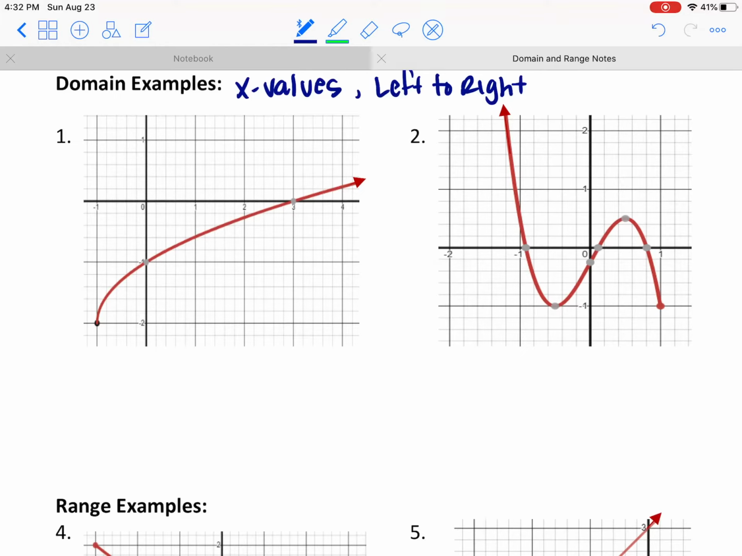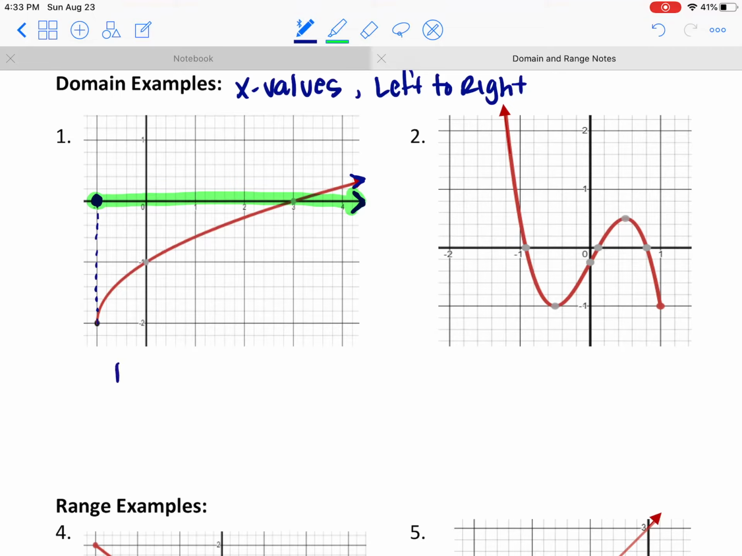So I'm going to find the leftmost point on my graph. The first one, I can see the leftmost point is here, but I'm going to take that point to my x-axis. So this is where my domain is going to start. That's my leftmost point. And then I go to the rightmost point. Well, this arrow here means that this is going to be going forever this way. So my domain is from this point and then forever toward +infinity. So that is where my x values start and stop. That is left to right.